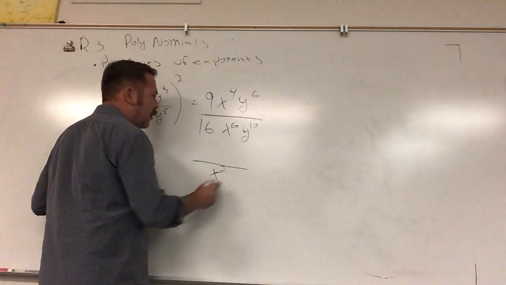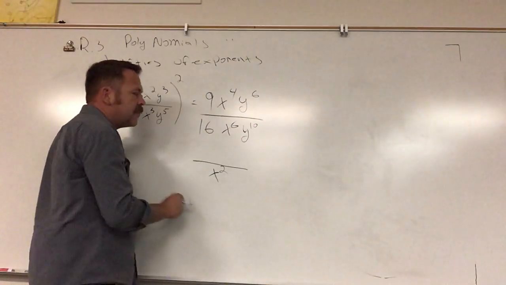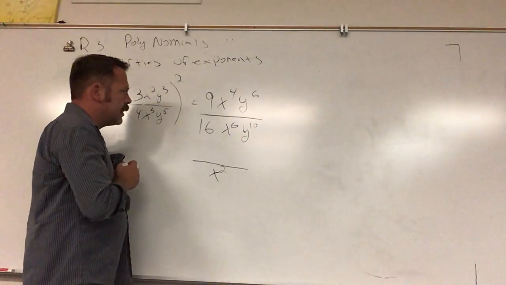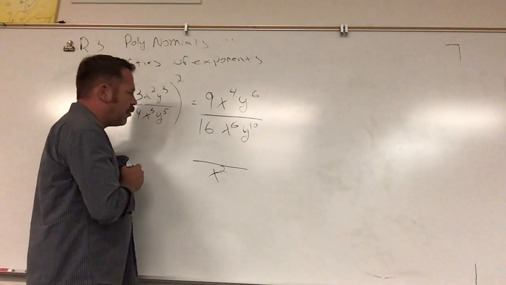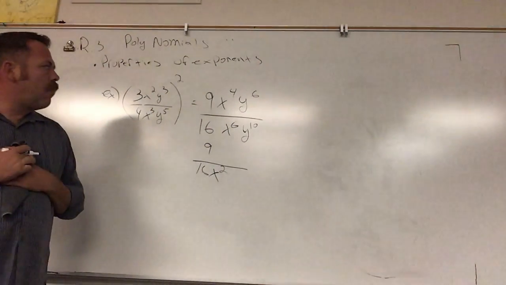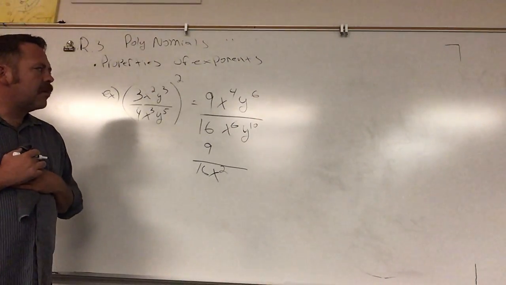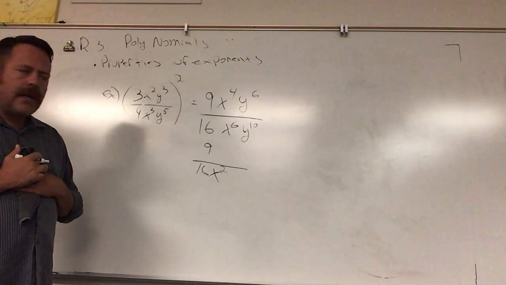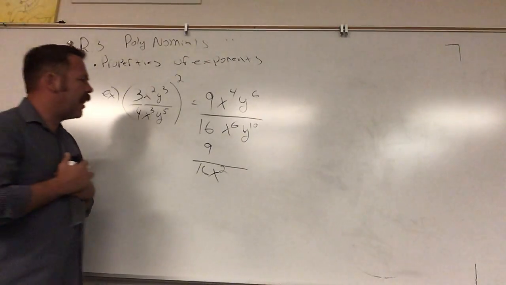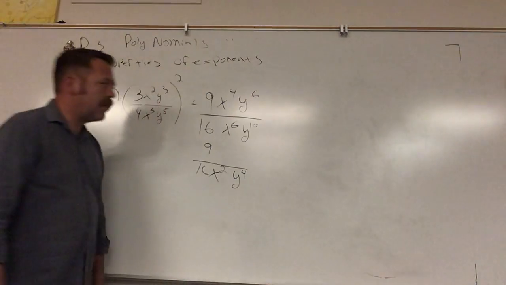X squared left over, okay? And then 9 over 16, does that simplify? No, nothing goes into both 9 and 16, so this will stay. And then y to the 6th over y to the 10th. Do I have more y's on top or on bottom, and by how many? Yes, I have more y's on bottom, so I have y to the 4th on the bottom.